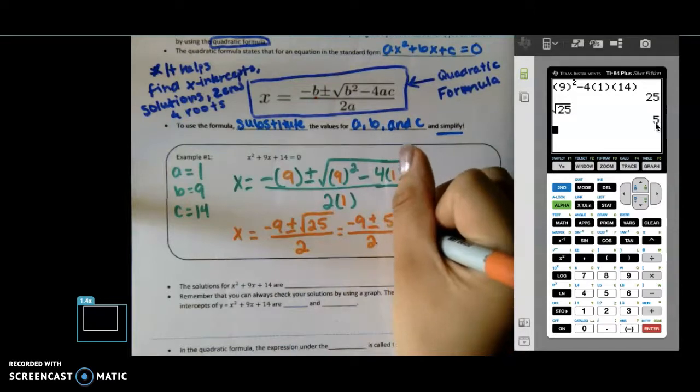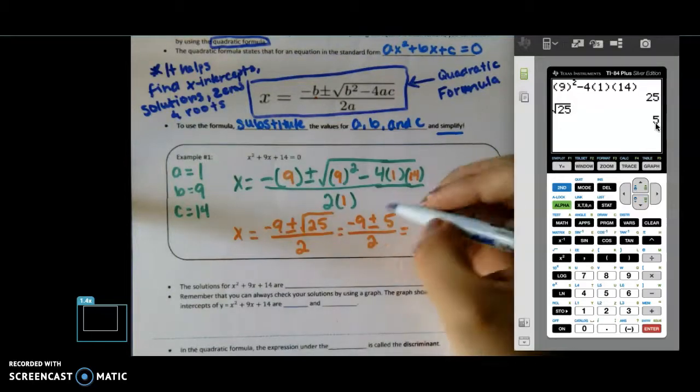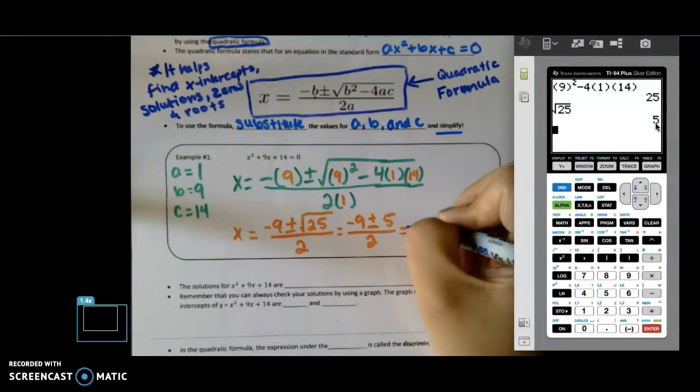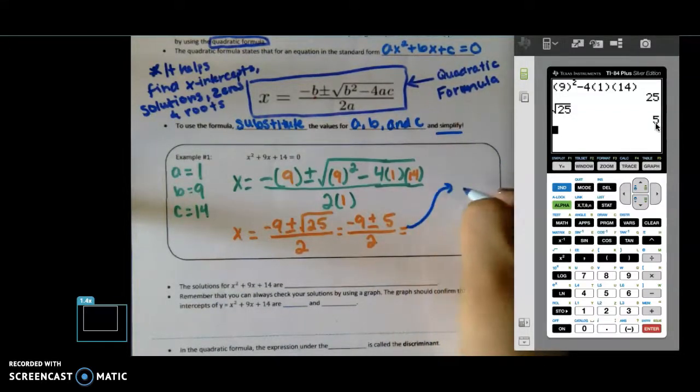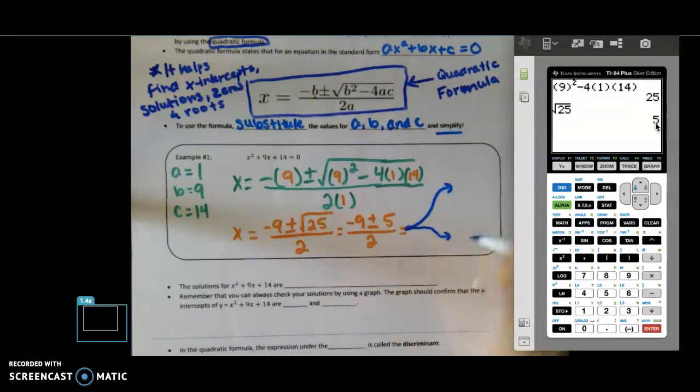Then this is the part where it's going to get a little different. This is where you're going to have 2 different things going on. Remember how I told you about this plus and minus part? I'm going to explain to you later. This is the part. You're going to do one for a plus, and then you're going to do one for a minus. So let me show you what that looks like.